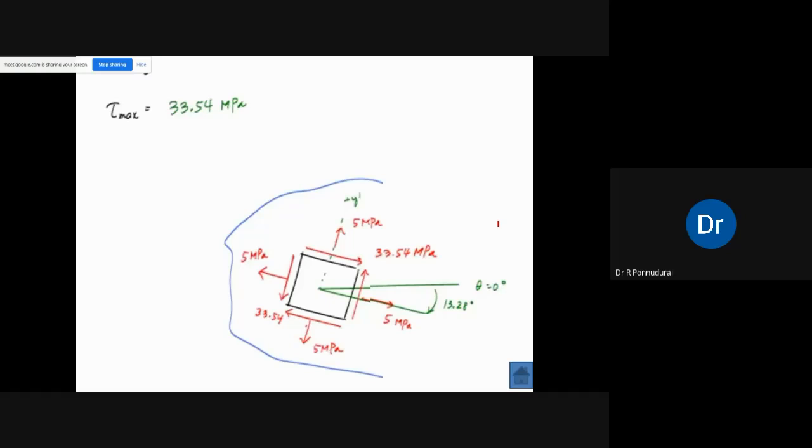So this is all to give the answer. The result should be presented in this format. So rotation, how much did you get? 13.28 rotation. Is it clockwise or anticlockwise? It is negative, and since it is negative, it is clockwise. The perpendicular face will have the sigma average, the 5 MPa, that is sigma x plus sigma y by 2.